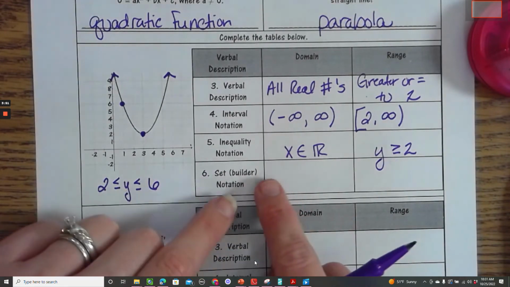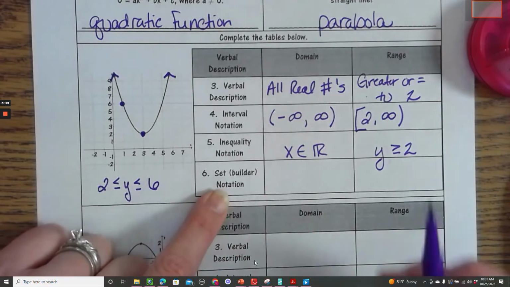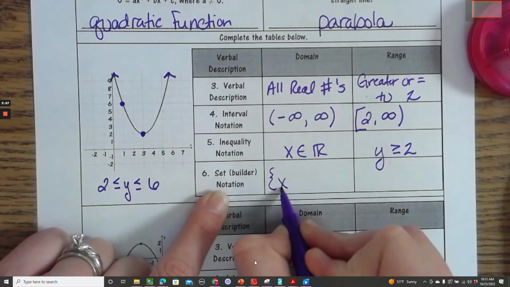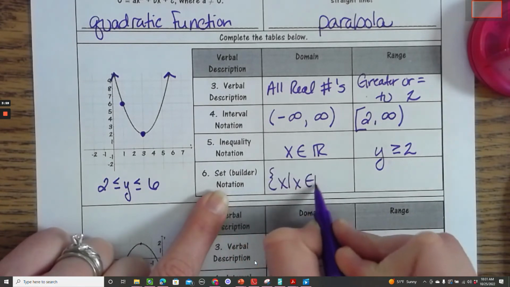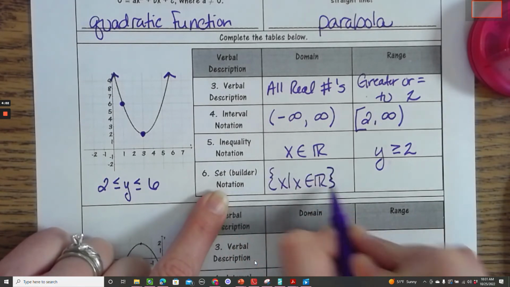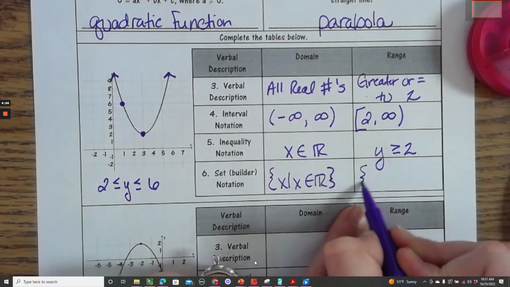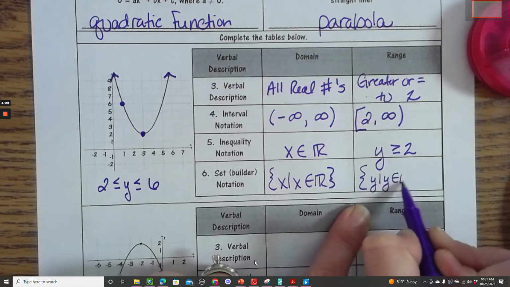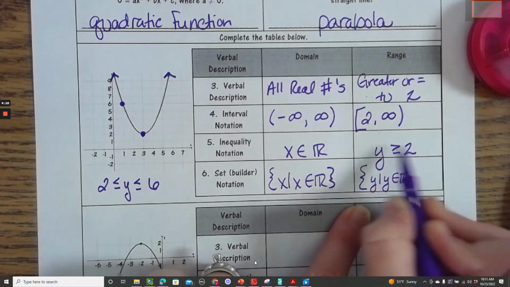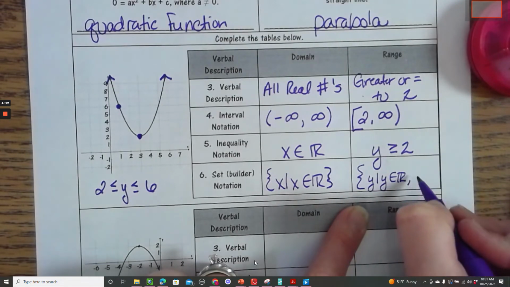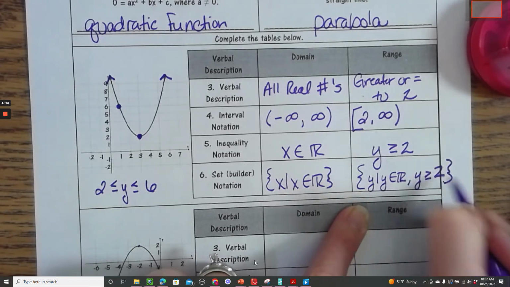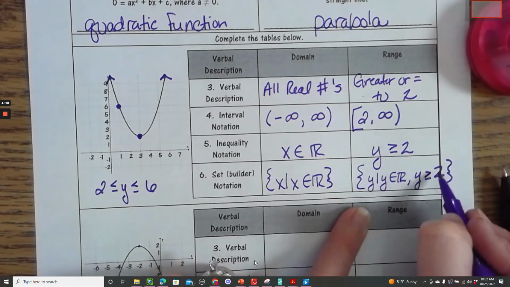Okay? And then set builder notation is just kind of a combination. So for this one, it's just x is a member of the set of real numbers. And then for this one, y is a member of the set of real numbers. But if we've actually got an inequality, we tack that on to the end. That's a 2.